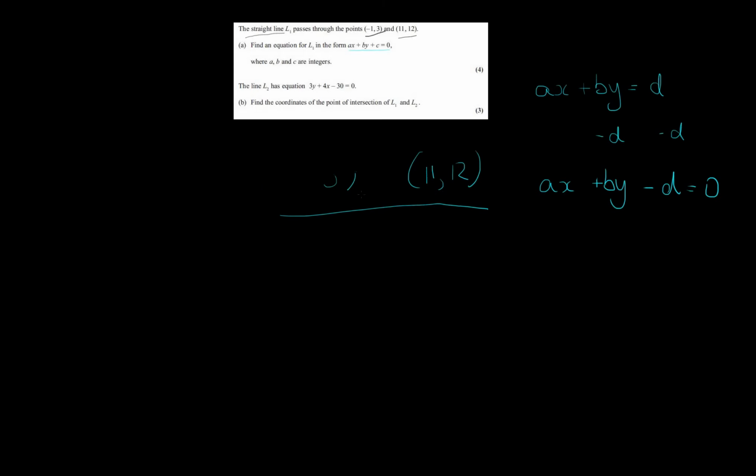So now let's start solving. Firstly we need to find the equation. For this equation, the first thing we need is the gradient, which we're going to represent using the letter m. That is the standard; you usually represent gradients using the letter m. So the gradient m of line L1 is the change in y divided by the change in x.